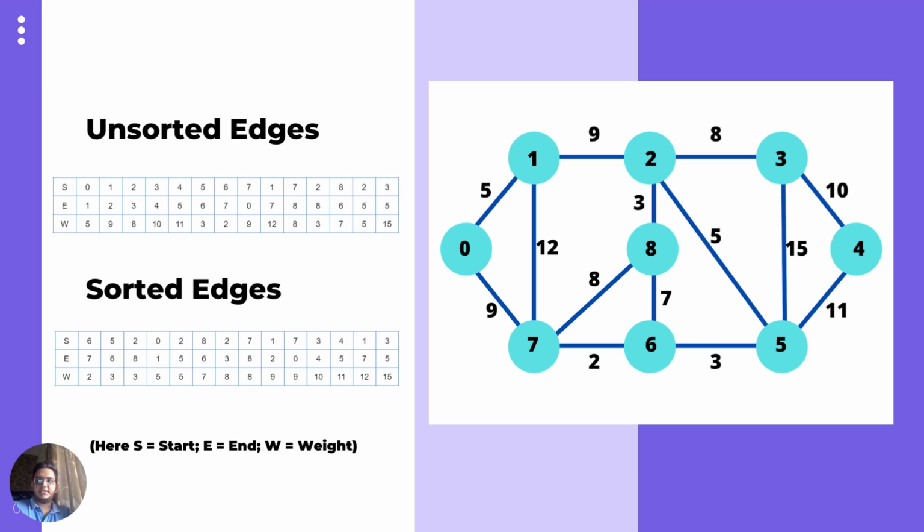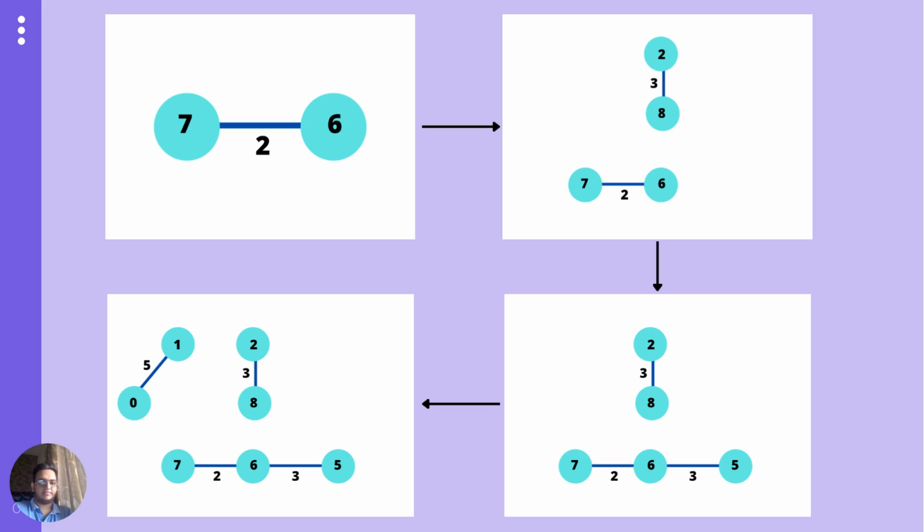Now we need to pick each of the edges one by one. When we pick the edge which connects 6 to 7, we see no cycle here, so we include it. Next we see the edge 8 and 2. Still there is no cycle formed, so we include it as well. Next we will see edge 6 and 5. Still no cycle is formed, so we include it as well. And so on, we'll go to the next edge, that is 0 and 1, and we still don't see any cycle.